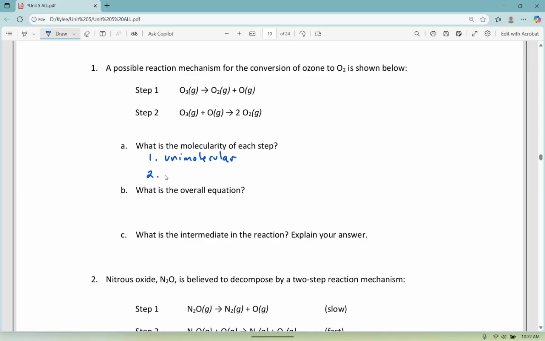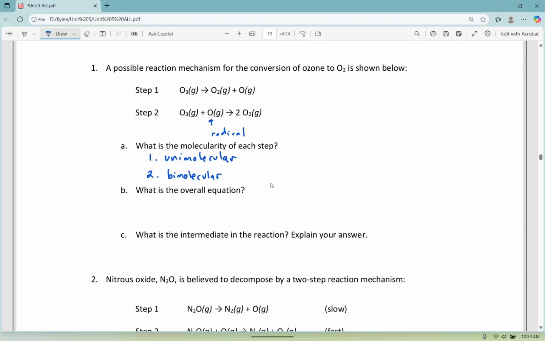But in step 2, we have two particles. O3 is reacting with an oxygen, a single oxygen, and that's actually called an oxygen radical. We're not going to talk too much about what radicals are, but just so you know, that can happen. It's not an error. But this would be considered bimolecular because I have the ozone reacting with an oxygen radical, so two components in that elementary step.